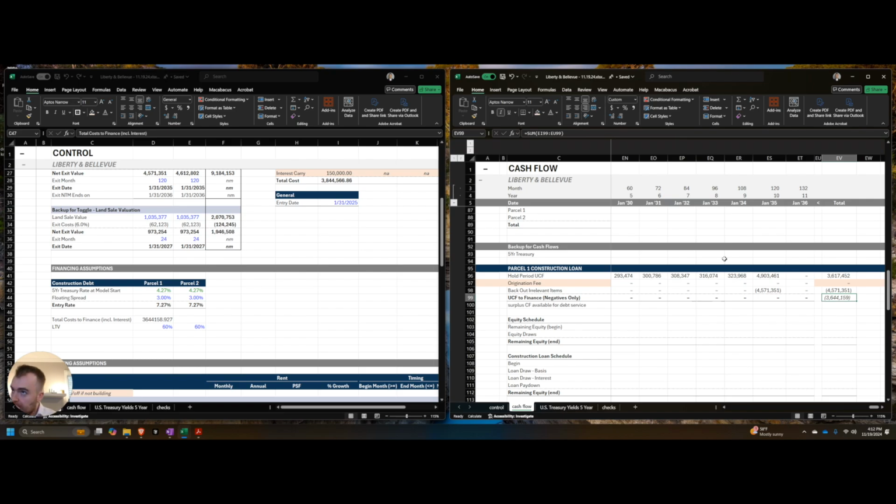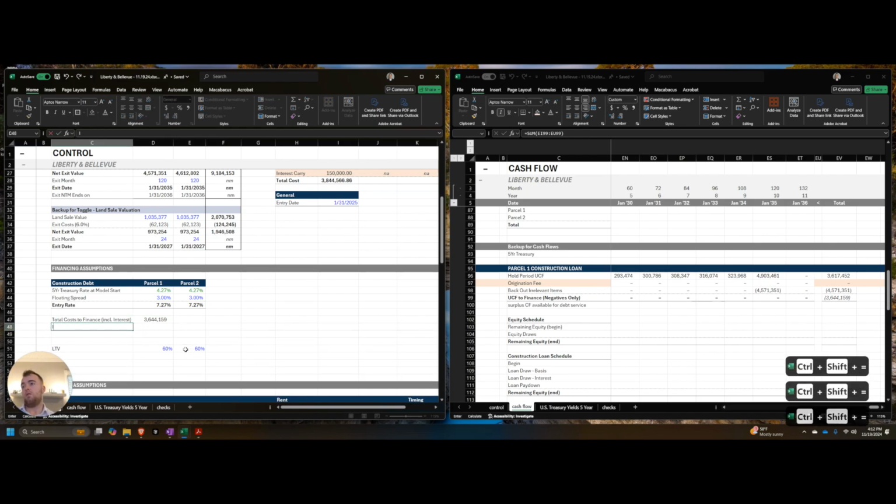Got it. So that's the total cost of finance, but then our interest reserve has got to be another one. Almost just building the sources and uses. I might just do this. So, yeah.